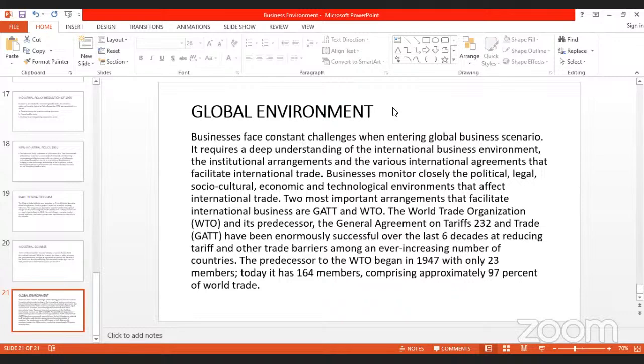The WTO is headed by the ministerial conference, while the daily operations are carried out by three administrative bodies. These separate bodies are the General Council, the Dispute Settlement Body, and the Trade Policy Review Body.